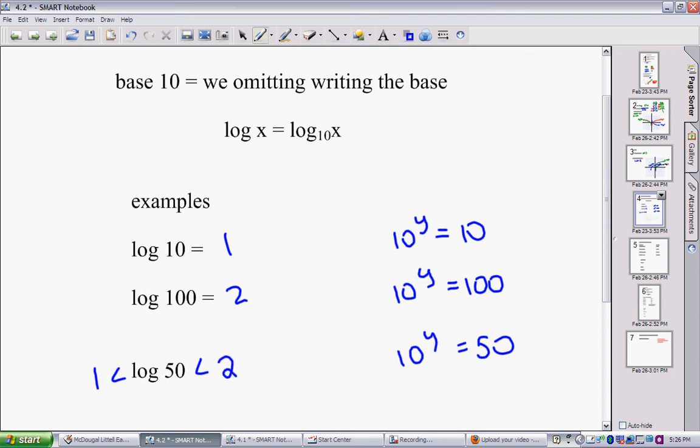There's a great button on your calculators called the log key, and you can put this in. Log only works for base 10. So you put in log 50, hit enter, and you get out 1.69897. So let's round it to 1.7.